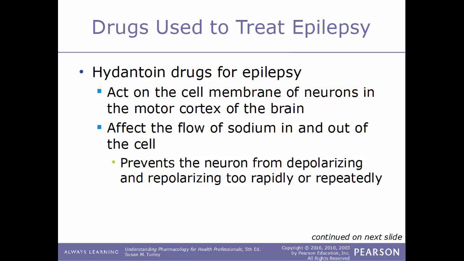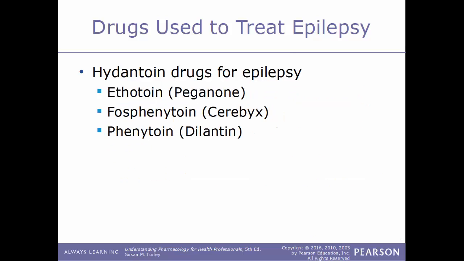And the first group that we'll talk about are the hydantoins. And these act on the cell membrane of the neuron within the motor cortex of the brain. And these affect the flow of the sodium ions both in and out of the cell. And by doing so, this will prevent the neuron from depolarizing and repolarizing too rapidly or repeatedly. Some examples of this category of drugs: ethotoin, sold under the trade name Peganone; fosphenytoin, also known by the trade name Cerebyx; phenytoin, also known by the trade name Dilantin.